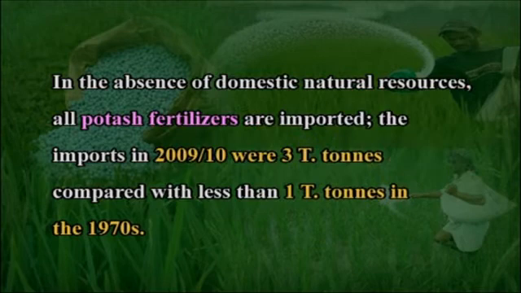In the absence of domestic natural resources, all potash fertilizers are imported. The imports in 2009 and 2010 were 3,000 tons compared with less than 1,000 tons in the 1970s. The intensity of fertilizer consumption varies greatly from 2,177,000 tons to almost 26,486,000 tons.